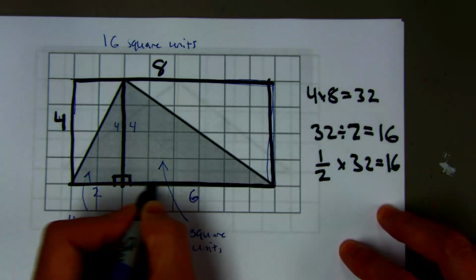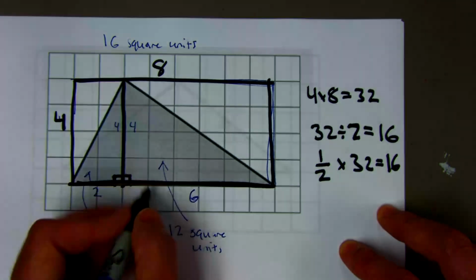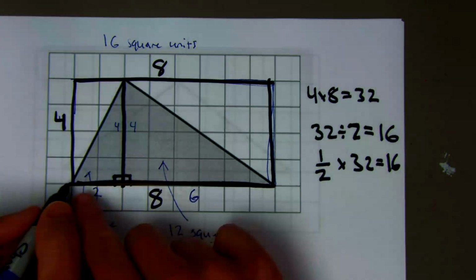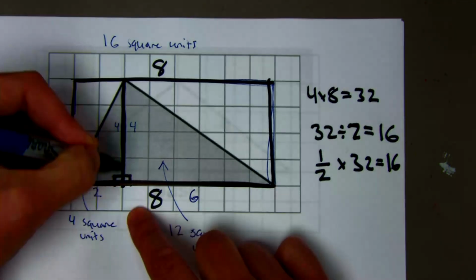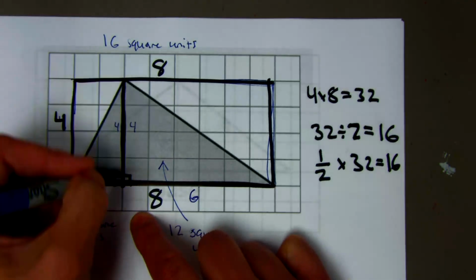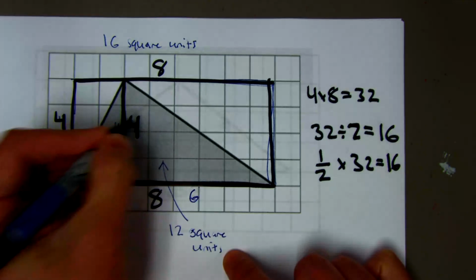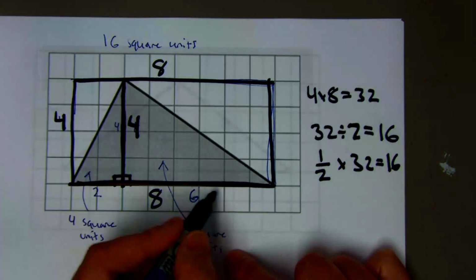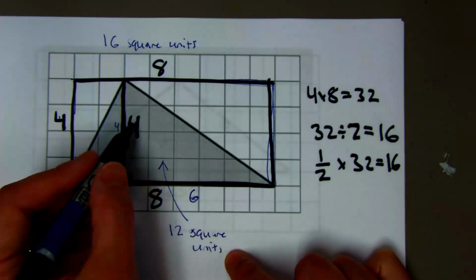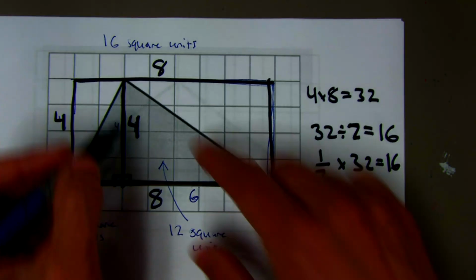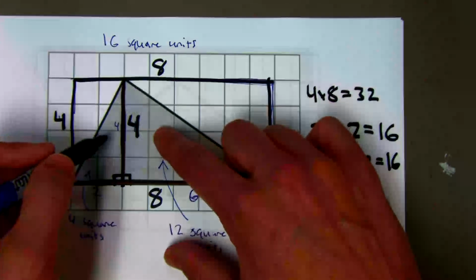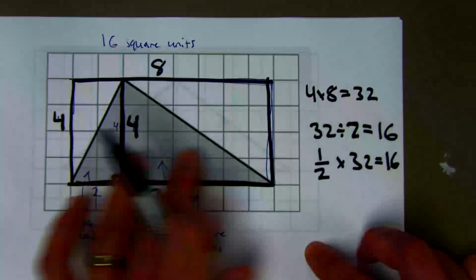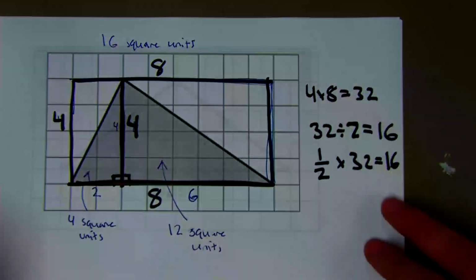If we find the base of the triangle, in this case it's 8, right? 6 plus 2, this is 8 long. And then find the height of the triangle. This height is this black line that I've drawn, which is 4. The base of the triangle is 8, the height is 4. 4 times 8 is 32, which gives us the area of the rectangle that would fit around the triangle. Then the triangle is only half of that rectangle, so we cut it in half.